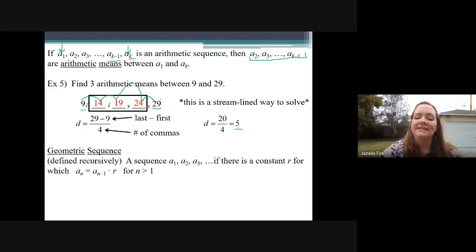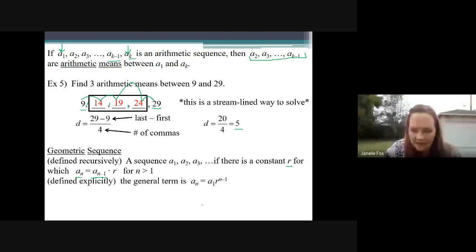A sequence a sub 1, a sub 2, a sub 3, and so on is going to be geometric if there is a constant r for which a sub n, so any term, is the previous term, a sub n minus 1, times that r, for n greater than 1. Defined explicitly, we write it like this.